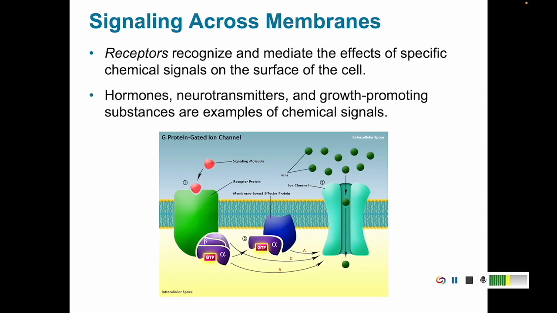There are receptors. So here you have some sort of signaling molecule, a hormone or a growth factor or something that comes and binds to this receptor. This is a protein in the membrane. And when that receptor receives its signal, it triggers a change of other proteins. So here it triggers a change of an effector protein. Different types of receptors could bind to hormones, to neurotransmitters, or to growth-promoting substances, to growth factors. These are all different types of chemical signals that a cell could receive on its protein receptors.